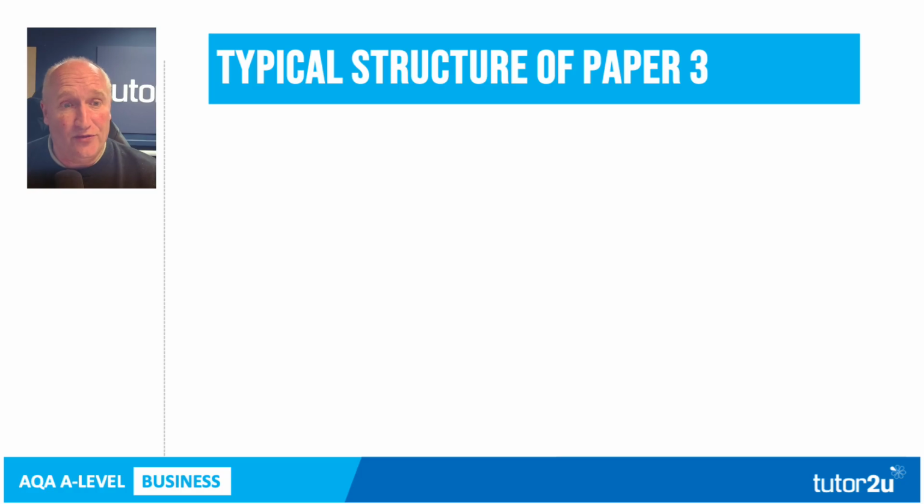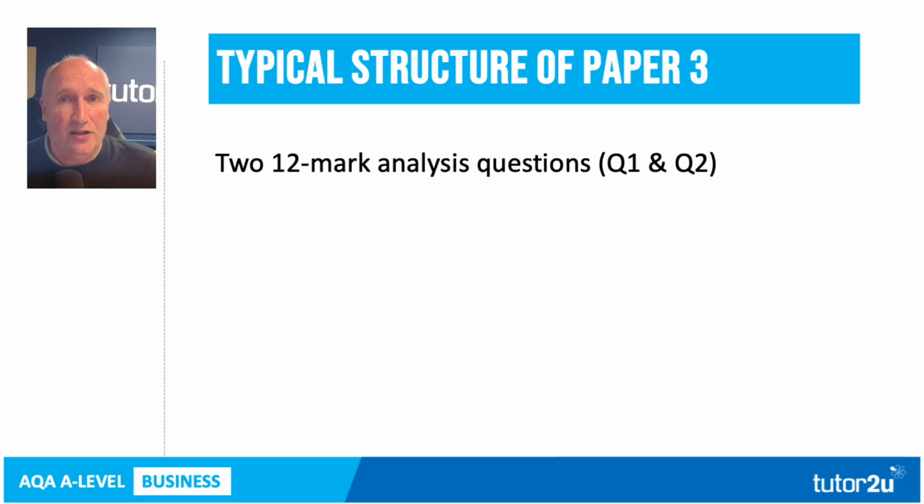What we would normally expect: it's obviously a case study paper with the case study provided in a separate insert, a couple of pages of text and some appendices, perhaps with some charts and some data. For the case study, there should be 6 questions, 2 12-mark questions, question 1 and question 2, 12 marks each. These are just analysis questions, just like the 9-mark questions you've done in paper 1 and paper 2, no evaluation needed.